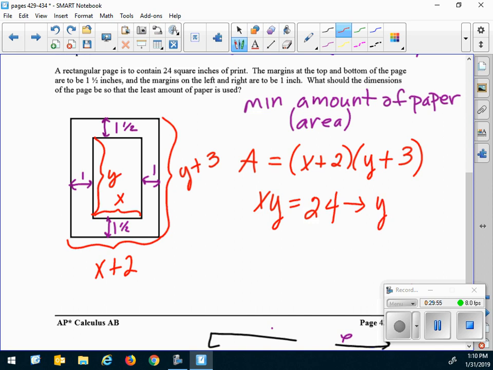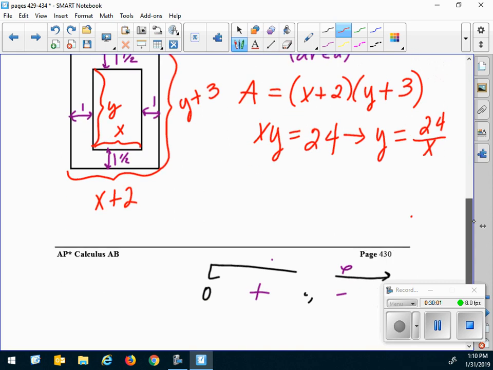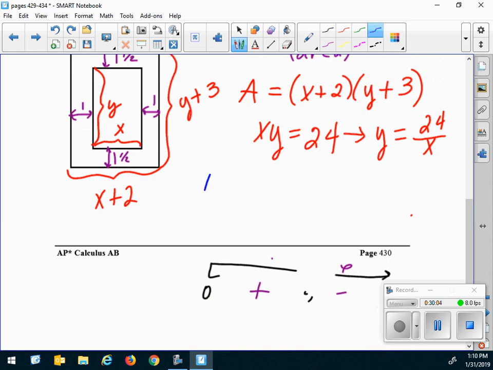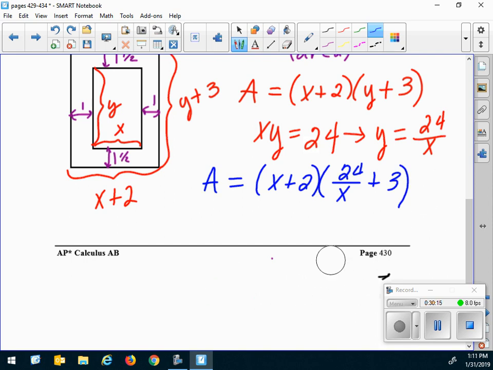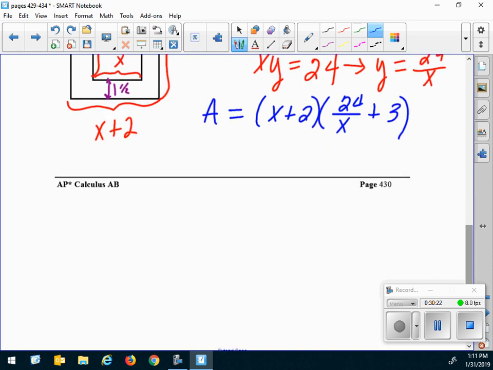I'm just going to do y equals 24 over x. So I've got my equation then. Area equals x plus 2 times y plus 3. I'm ready to start the optimization process, but I sure don't want to have to take a derivative where I'm going to have to do the product rule if I could do it easier. Let's go ahead and FOIL that out.